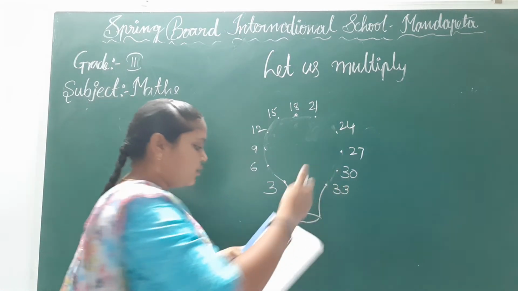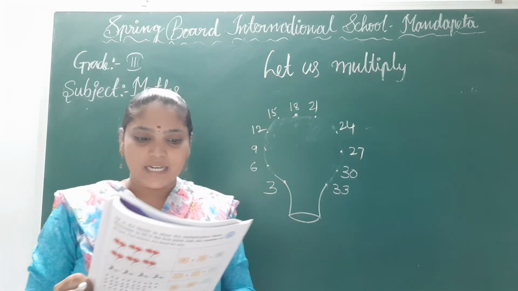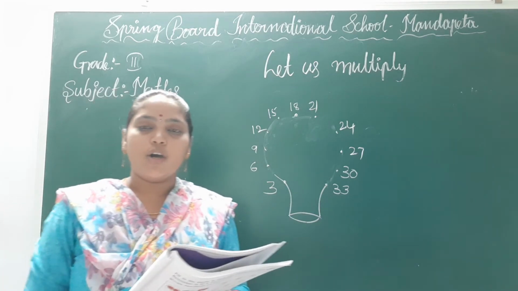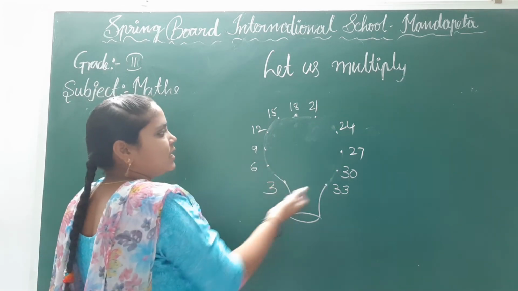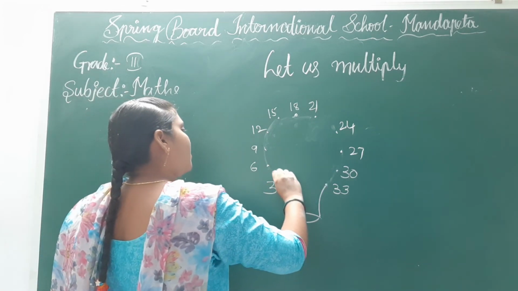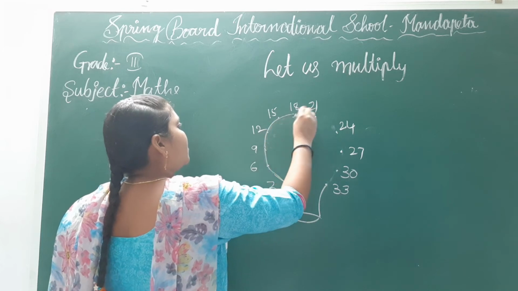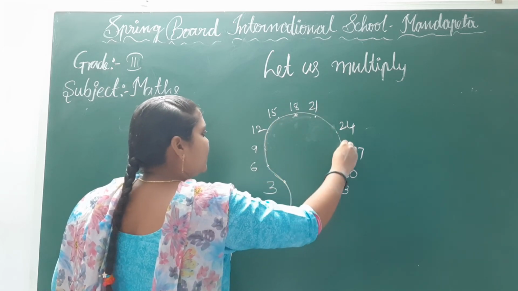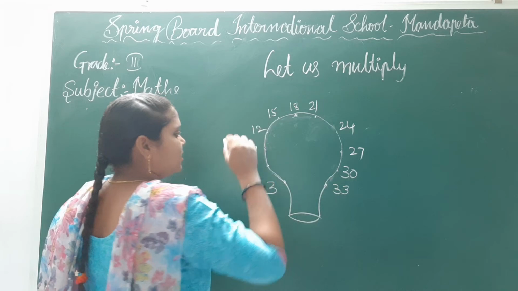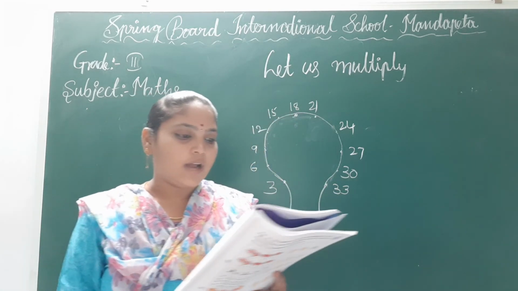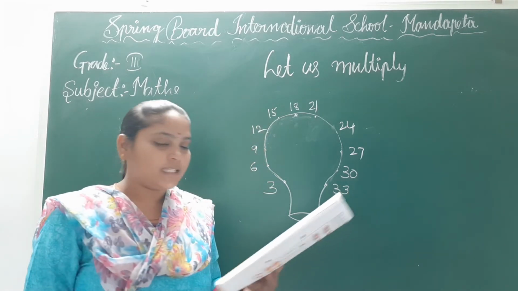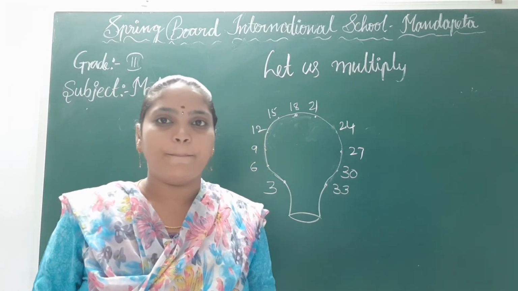Now you have to write the numbers near the dots in order. Join the dots to complete the picture. Okay, now these are in ascending order. Now you have to join these dots to complete the picture like this. Okay, children, what is this? It is a balloon. You have to join the dots like this and complete the picture.